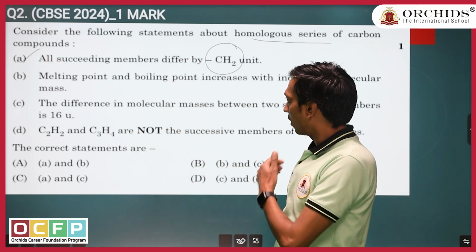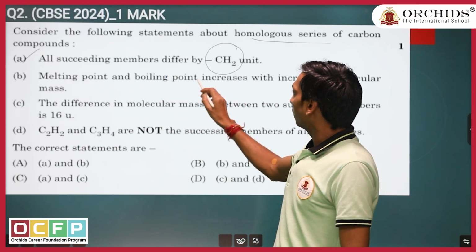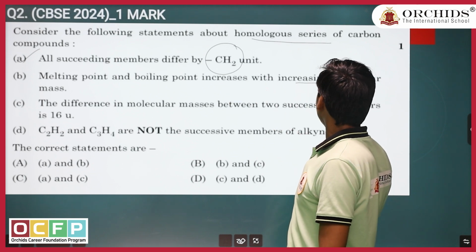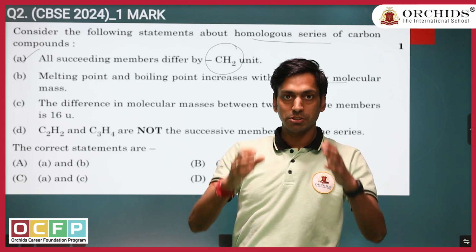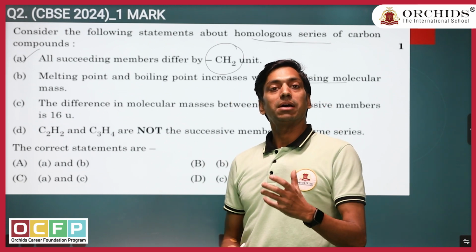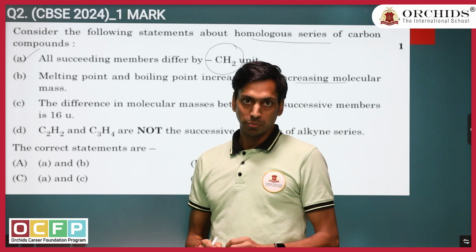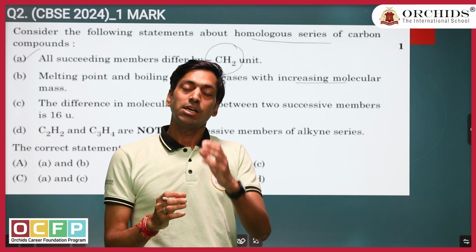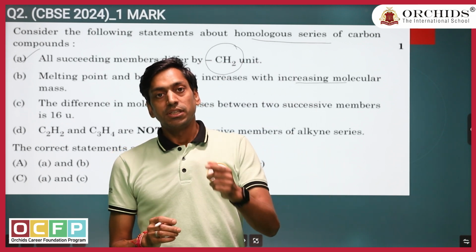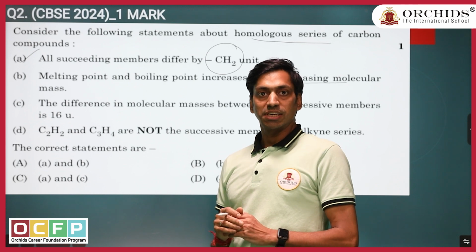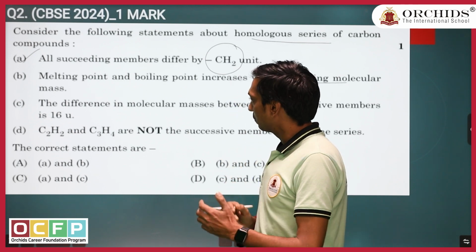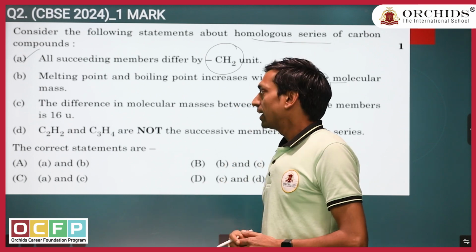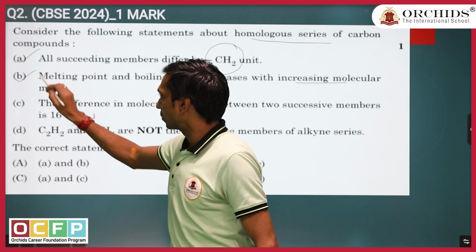Now option B: the melting point and boiling point increase with increase in molecular mass. Yes. In a homologous series, the chemical properties of all the compounds are the same, because chemical properties are defined by the functional group, and for a given homologous series the functional group remains the same. But there is a gradation in the physical properties like melting point, boiling point, densities, etc. So option B is also correct.